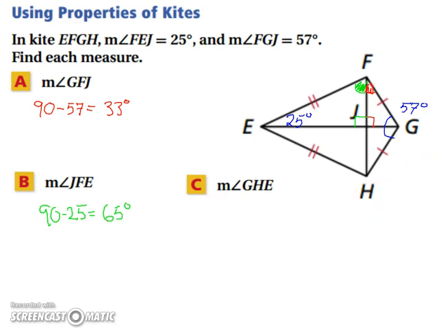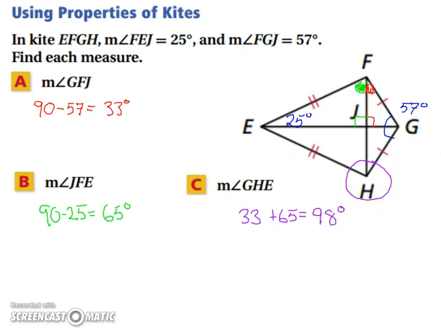And last but not least, we have the measure of angle GHE. GHE is this whole angle right here. So we know that our opposite angles here, because it's a kite, are going to be congruent because we have 1 pair of opposite angles being congruent. So we can take our 2 pieces, our measure of angle GFJ and our measure of angle JFE, and add them together. So 33 plus our 65 is going to in fact give us the measure of angle GHE. And in that case, it's 98 degrees.